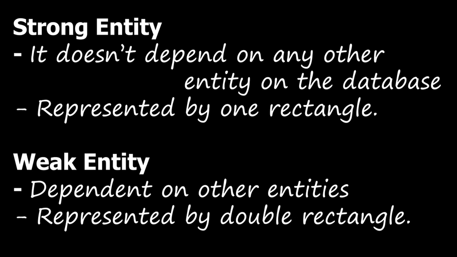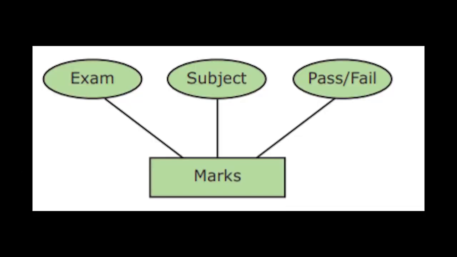This weak entity will depend on another entity, whereas a strong entity does not depend on any other entity. This is the main difference between strong entity and weak entity. Strong entity does not depend on other entities. It is strong, right? A weak entity will depend on other entities, and hence it is called a weak entity. When you see this diagram, you can say, see this mark.